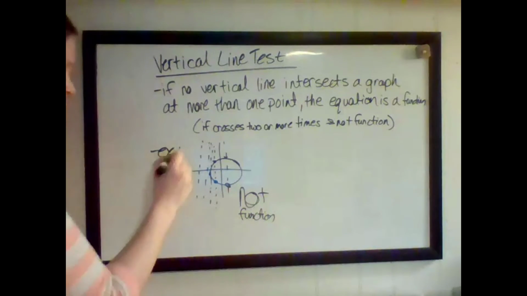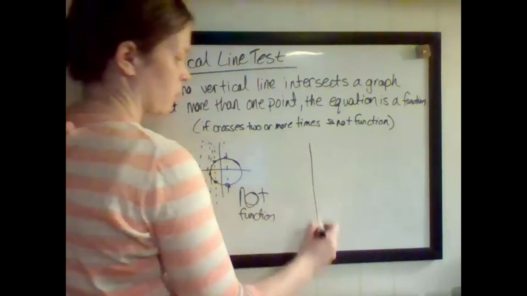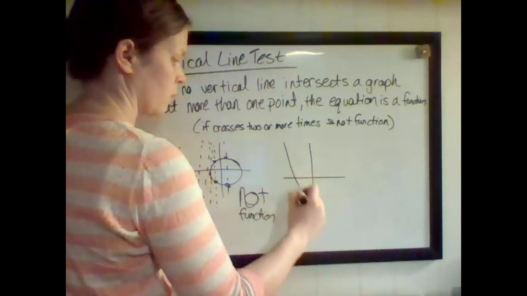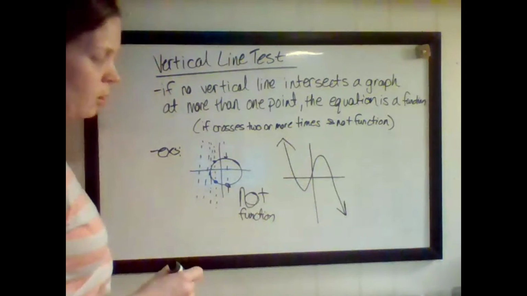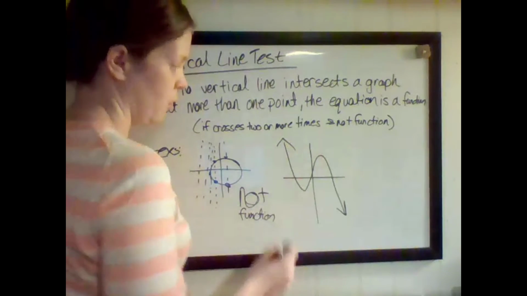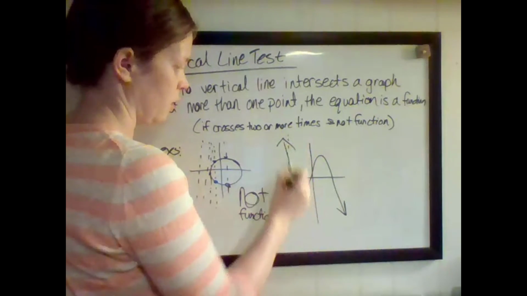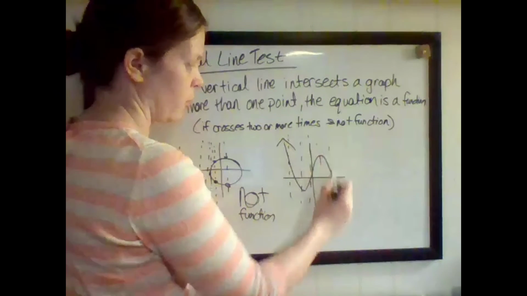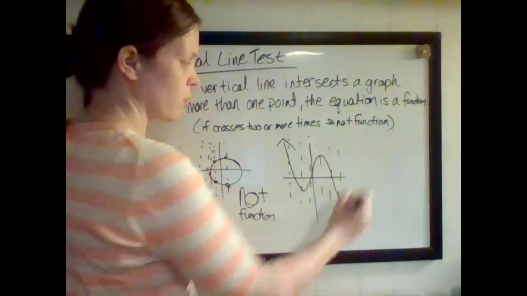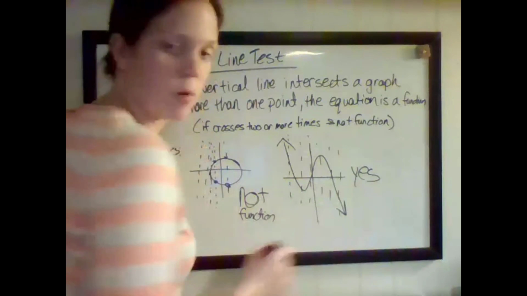Okay. How about this one? This is going to go up and down. So with this curve, a vertical line crosses once. No matter what, everywhere, it's only going to cross one time. So yes, this one would be a function.